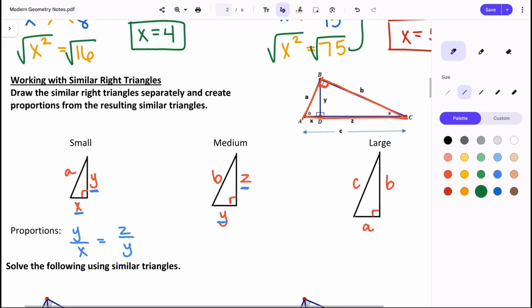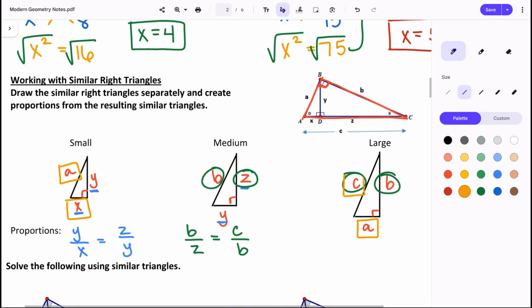Okay, now that's not the only situation that works. I could have done the B here and the Z here, and I could have done the C from the big triangle and the B from the big triangle. I could have put B over Z from the medium triangle and then C over B from the big triangle. See how B is repeated there? I could have also figured out a way to do it with the A's. If I use my A here and my X from the small triangle, I could use my A and my C from the big triangle. So A over X would be equal to C over A. Again, that time my A's repeat. So there are different ways you can set up these proportions.